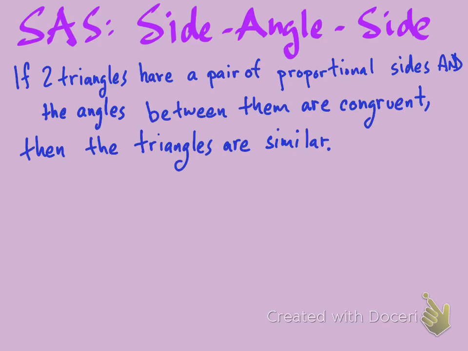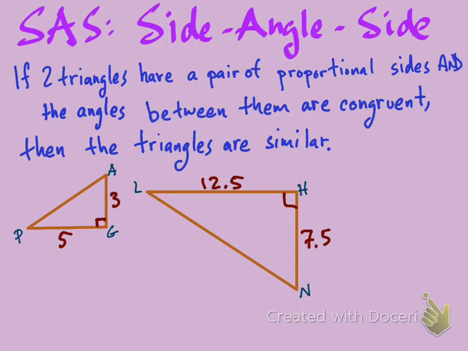All right, so let's take a look here. I've got two triangles there. They happen to be right triangles in this case, so we do know that that right angle is congruent between the two triangles there, and we know that the legs have these measurements here between the two triangles.